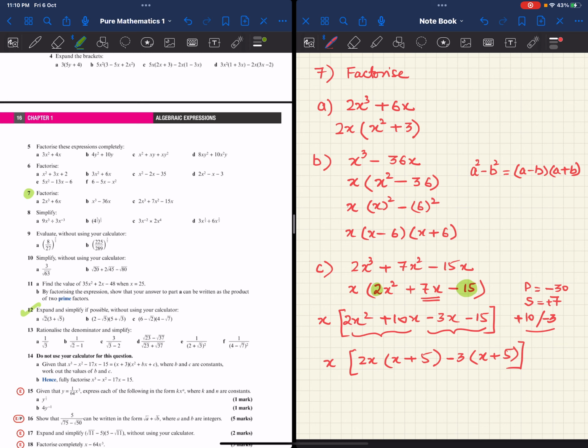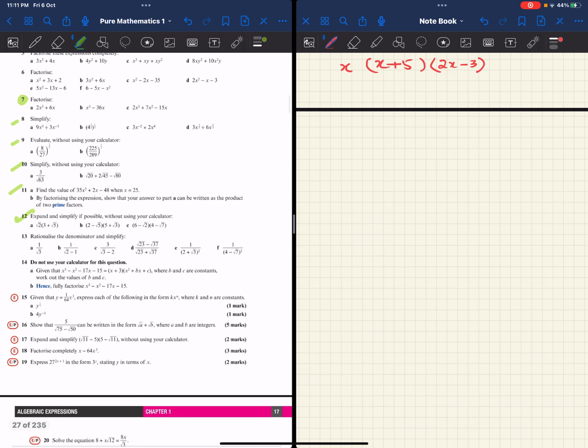Now again we have two terms separated by a minus sign, and between both the terms we have x plus 5 common. So we remove x plus 5 common and we are left with 2x minus 3, and that is our answer to part C. That was question number 7. Questions 8, 9, 10 and 11 I have already worked in a previous video. In fact, I had missed out 7.